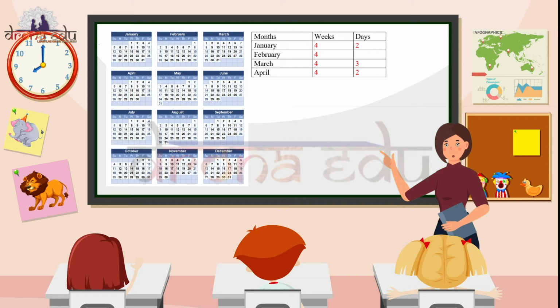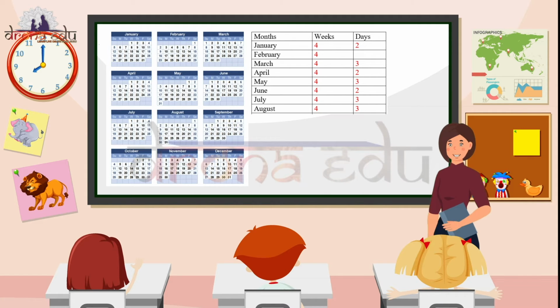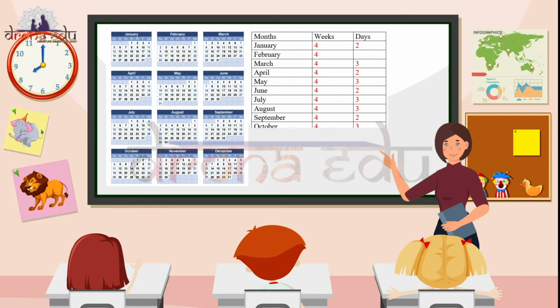Similarly, April will be having 4 weeks 2 days. May will be having 4 weeks 3 days. June will be having 4 weeks 2 days. And July will be having 4 weeks 3 days. August will be having 4 weeks 3 days again. And September will be having 4 weeks 2 days. And October will be having 4 weeks 3 days. And then November will be having 4 weeks and 2 days. And December will be having 4 weeks 3 days. Got it? Likewise, we can represent the weeks.